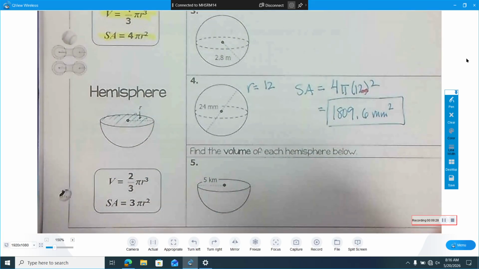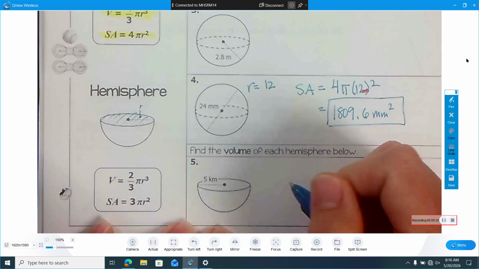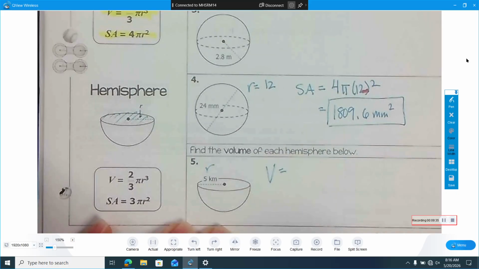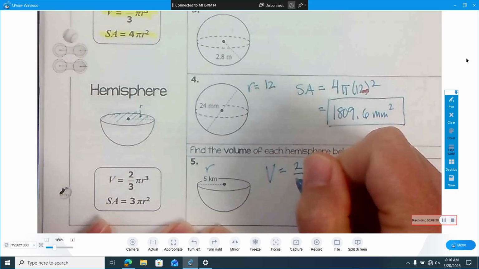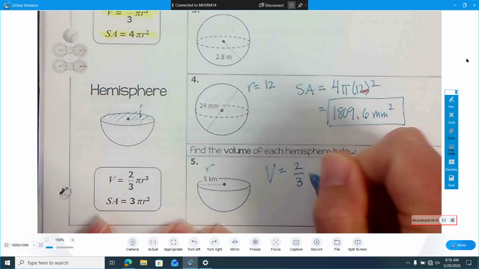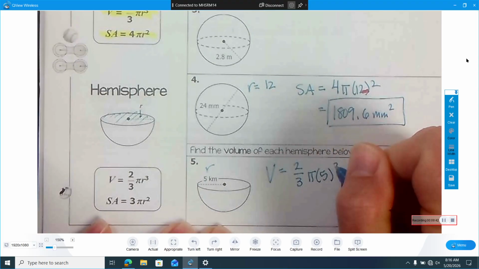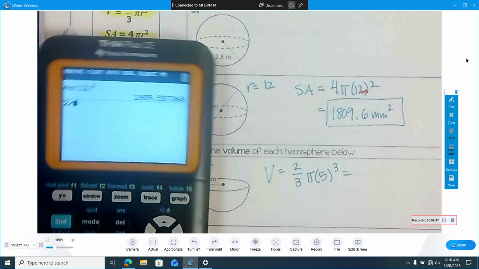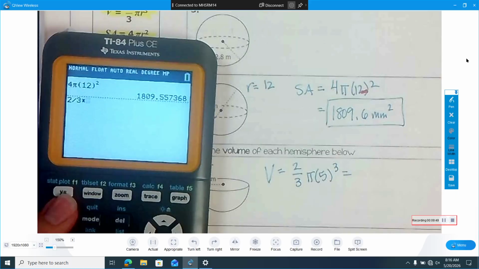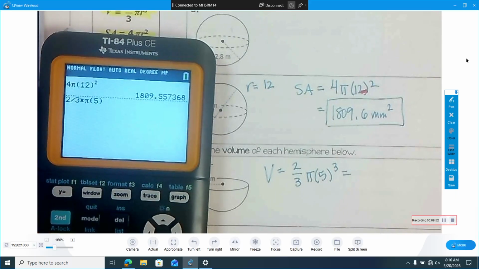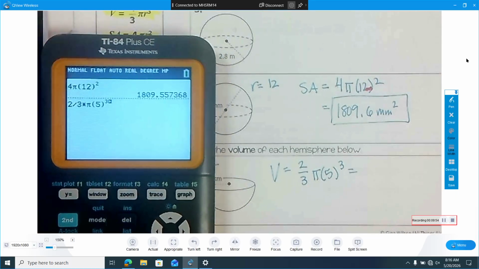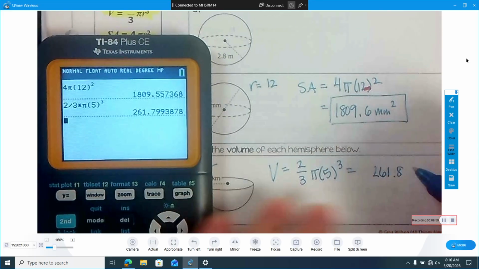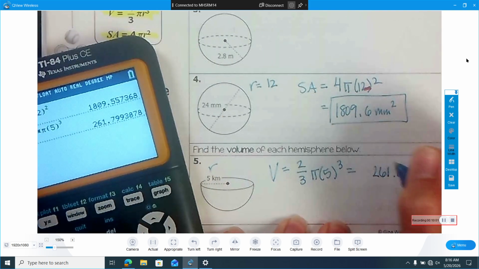So, there we go. We got new formulas for this. So number 5, the volume of the hemisphere. Again, this is our radius. It's 5. So volume is 2/3 pi times radius cubed. So 2/3 times pi times radius to the 3rd power. And I'm getting 261.8. And that is kilometers cubed.